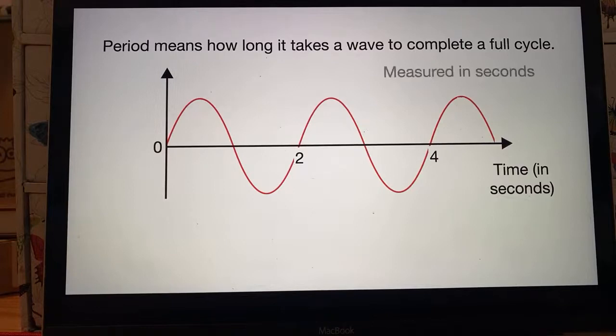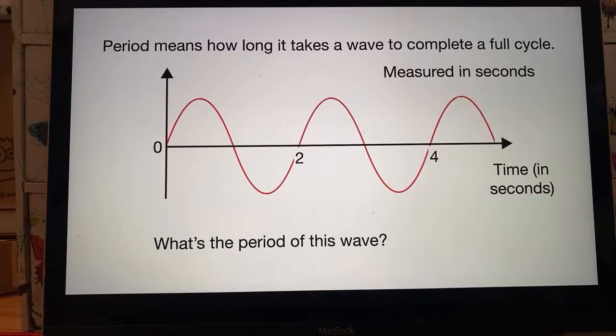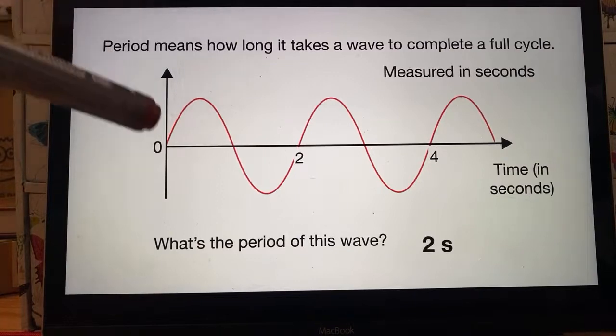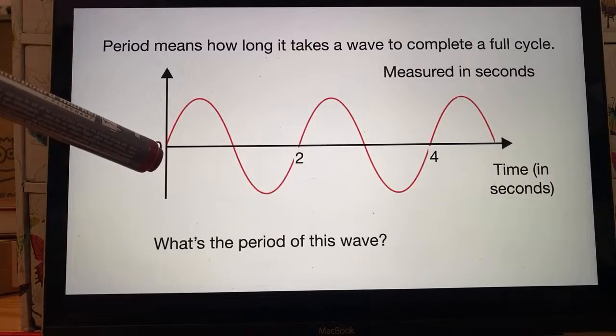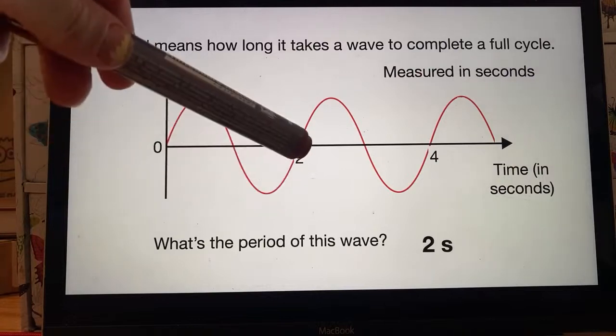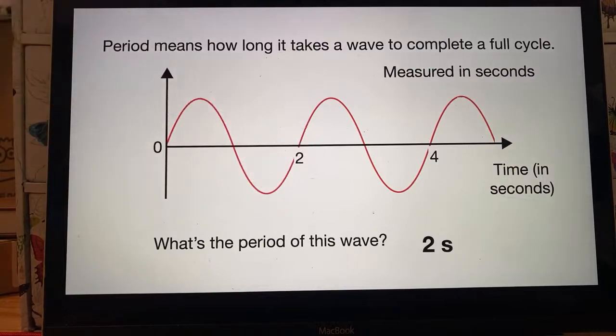What's the period of that wave? Period is measured in seconds, because it's how many seconds it takes for a wave to complete a full cycle. So the period of that wave is 2 seconds, right? It's taken 2 seconds for 1 whole wave to complete a full cycle.